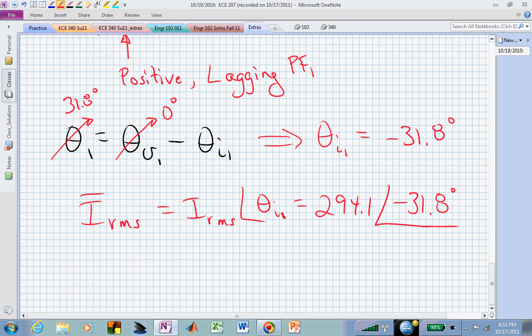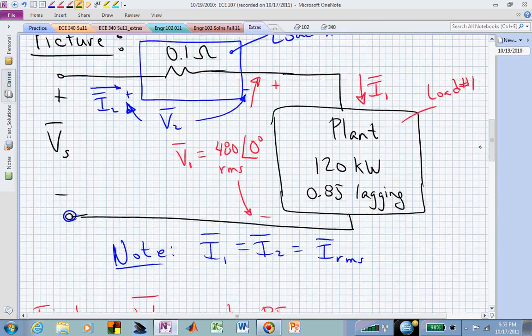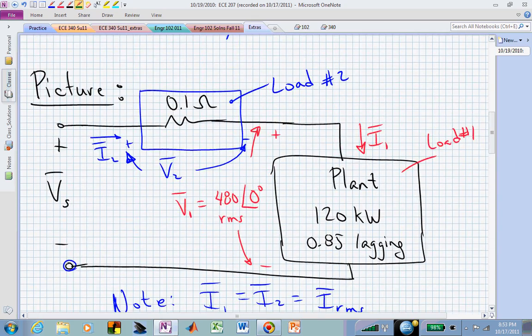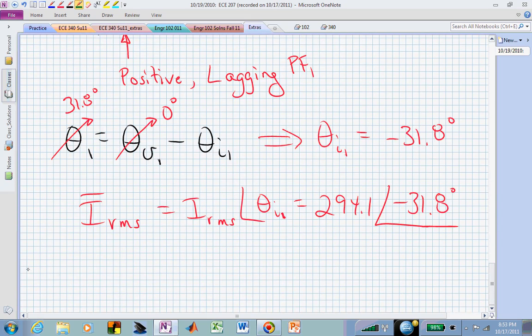Let's now look at load number 2. Load number 2, remember what circuit we had. We've now determined what I1 bar is. Now that we know I1, which is also, because of the series connection, equal to I2, we can now find V2 by simply multiplying I2, which is I1, times load number 2's impedance, which in this case is a pure resistive load, but we can think about it for now in a general sense.